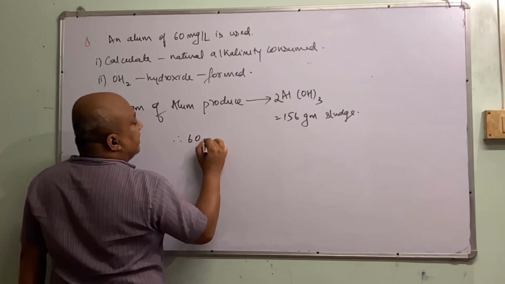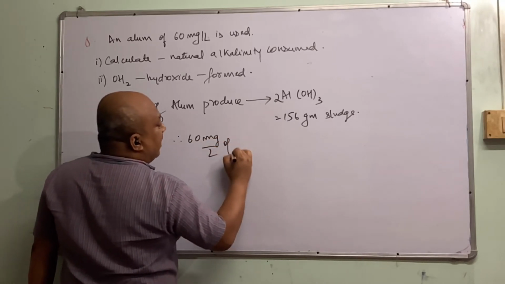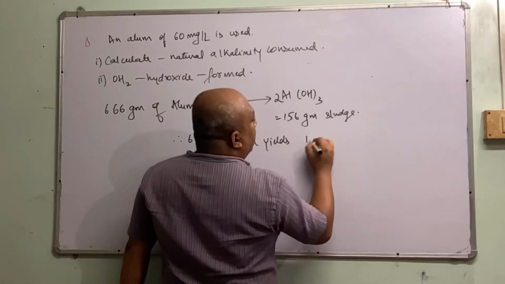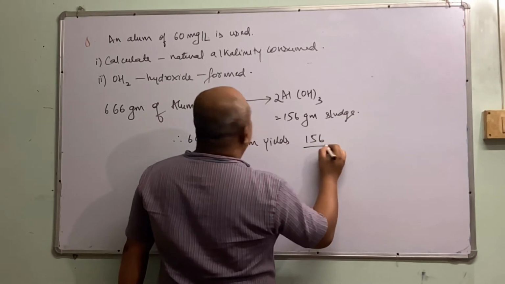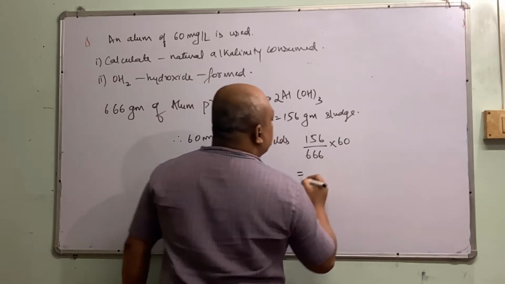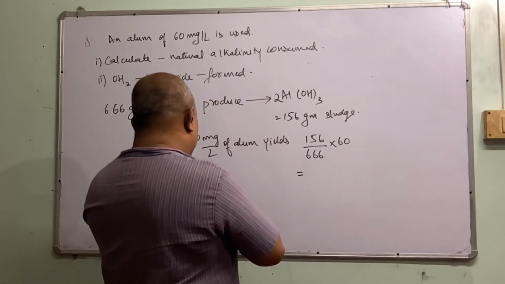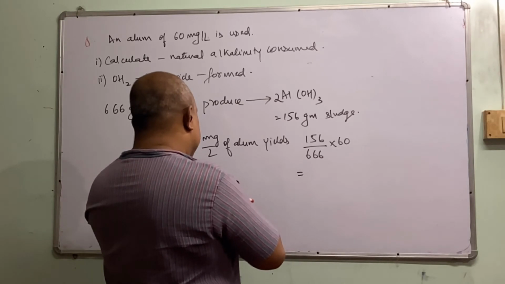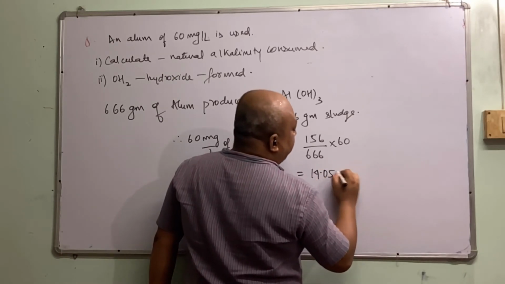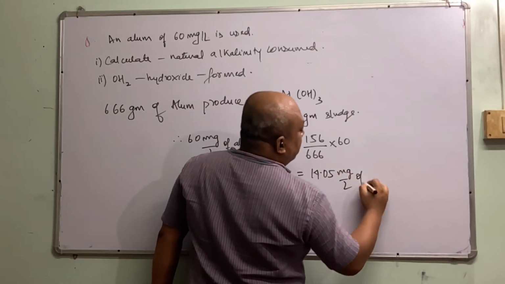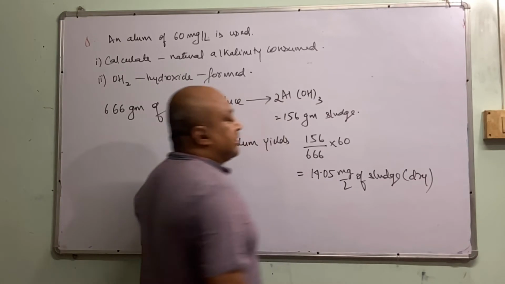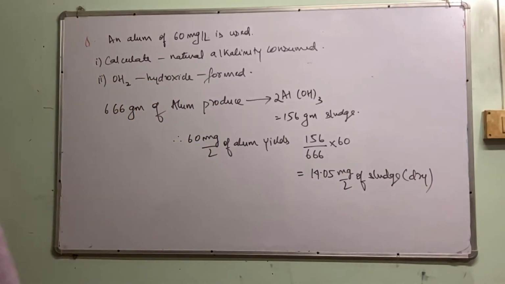Therefore, 60, let me shortcut, per liter of alum yields 156 divided by 666 into 60, which is equal to 14.05 milligram per liter of sludge. I'll say it's a dry sludge or hydroxide. That's all. Please check it out. It's a very simple thing.